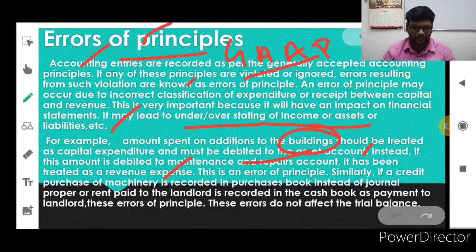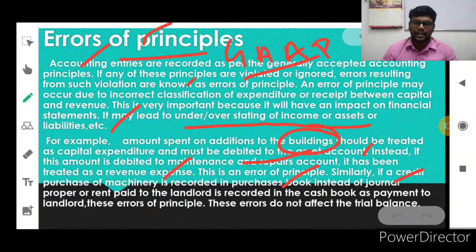Can you get my point? It has been treated as revenue expenditure. This is an error of principle. Similarly, if a credit purchase of machinery is recorded in the purchase book, what will we enter there? All credit purchases will be entered, isn't it? But except fixed assets. Machinery is a fixed asset, a capital expenditure. Instead of writing in the journal proper, if you have written it in the purchase book, that is an error of principle. Can you get my point?